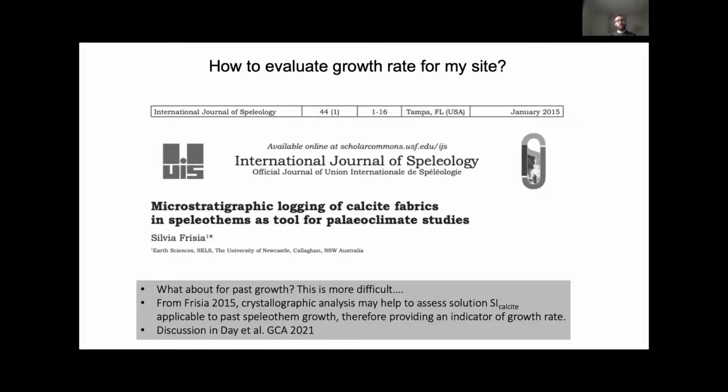But potentially we can use this really nice work by Sylvia Frisia et al. in 2015, which shows that we can use crystallographic analysis to provide some indication of what the saturation index of calcite might have been at that point in the past. I discuss that in my lithium isotope paper in 2021. I'm sure many of you might have thought about this more than me, so maybe there are other ideas for reconstructing growth rate in the past, but it's certainly something which is of value.